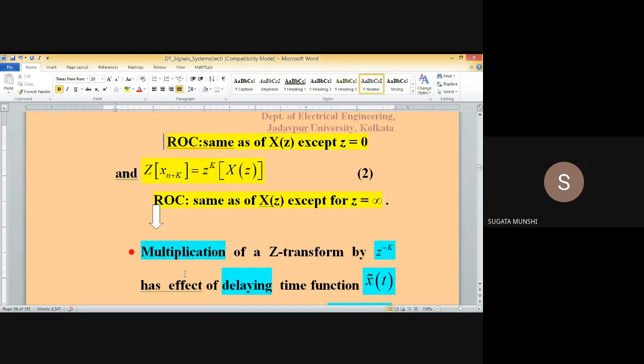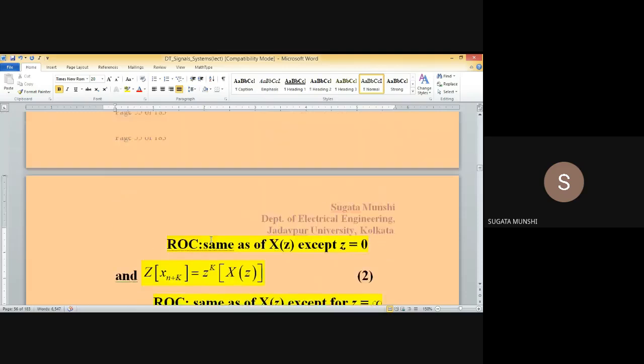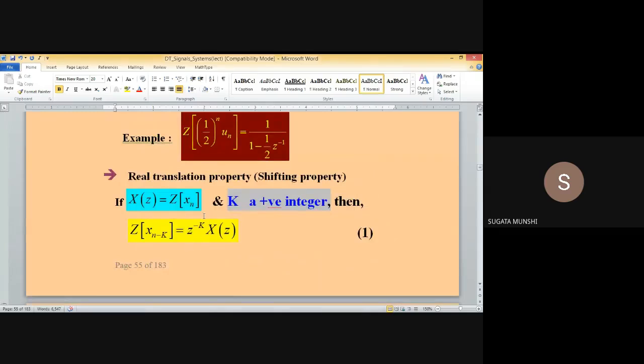Multiplication of the z transform by z to the power k, where k is a positive integer, has the effect of advancing in time the signal x(t) by k tau units of time, or shifting the sequence x[n] to the left by k samples. Remember this. So if k is equal to 1, then z to the power minus 1 represents a unit delay. It represents the z transform of a unit delay.